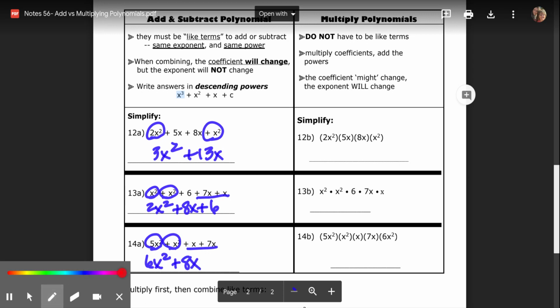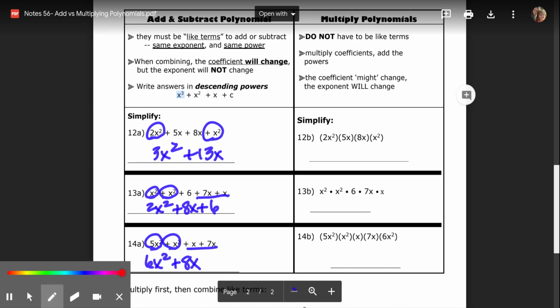All right, let's take a look at multiplying polynomials. They do not have to be like terms here. I didn't mean to write on that. You multiply the coefficients and add the powers. And the coefficients might change. The exponents will change. So let's take a look and see if you remember.